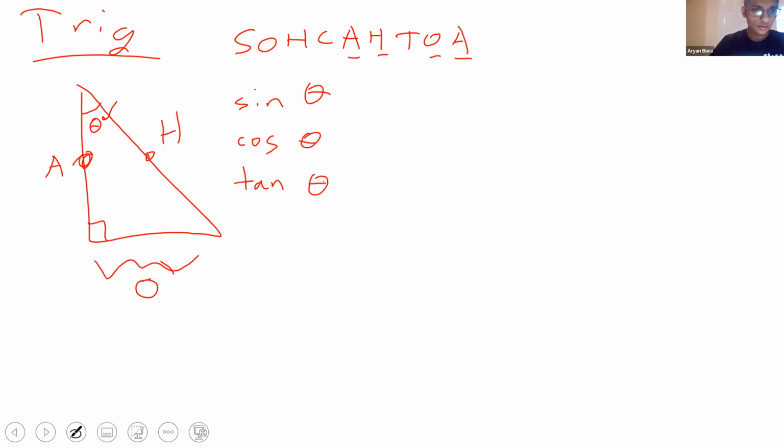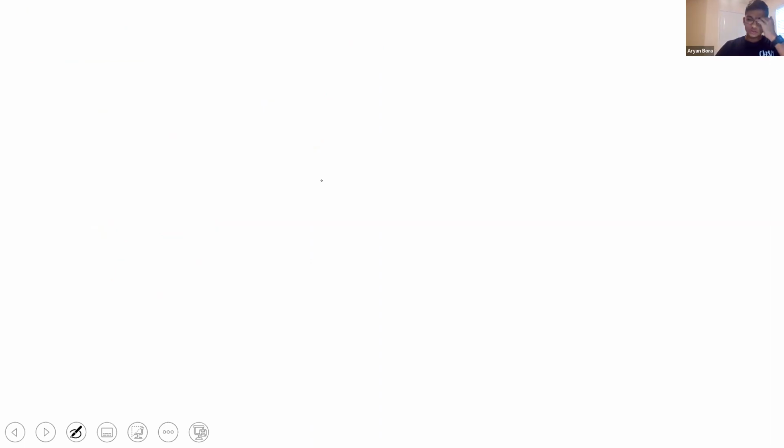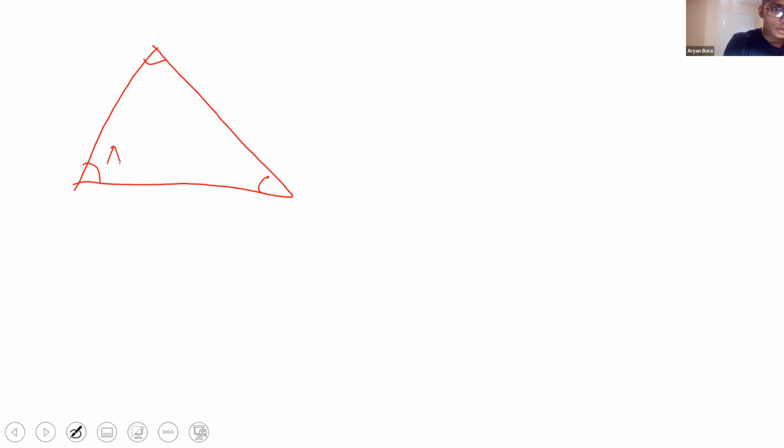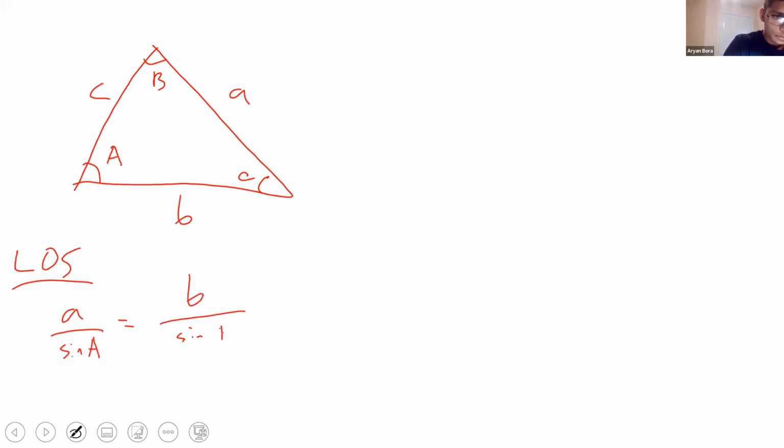So yeah. But there are a few really cool things we can do with sine and cosine that actually makes it more than just applying in right triangles. The first thing is the law of sines. Let's say this has angles A, B, C, and sides a, little b, little c. The law of sines, or LOS, states that a over sine a is equal to b over sine b equals c over sine c.